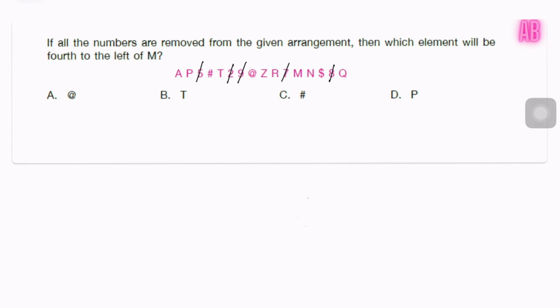Now they are saying which element will be fourth to the left of M. So here is the M. This is the left direction. Which element will be fourth? 1, 2, 3, 4. I think T. T is the answer.